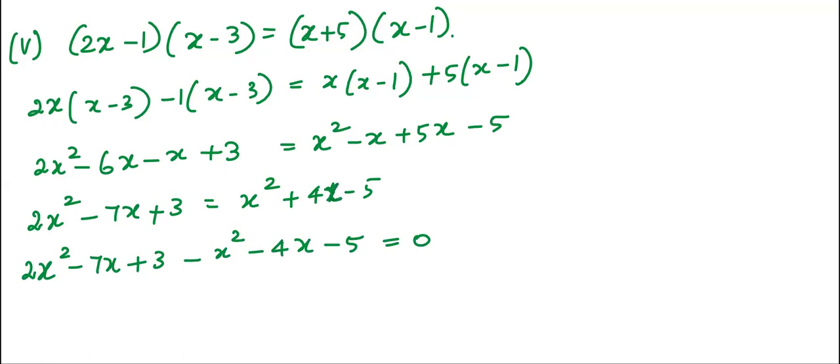This is 6. Okay. So 2x square minus x square will become just x square. Minus 7x minus 4x will become minus 11x. Plus 3 minus 5 will become minus 2.